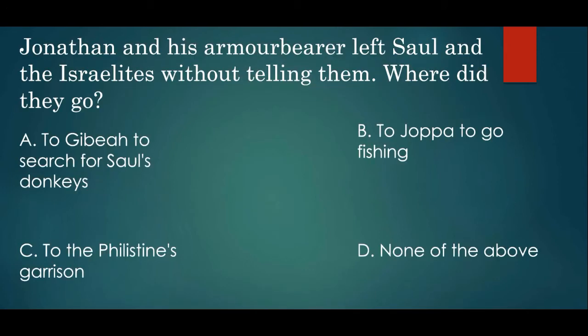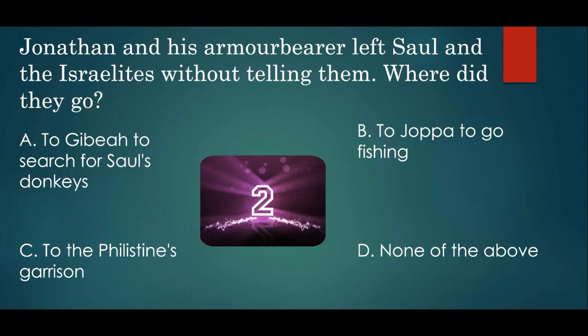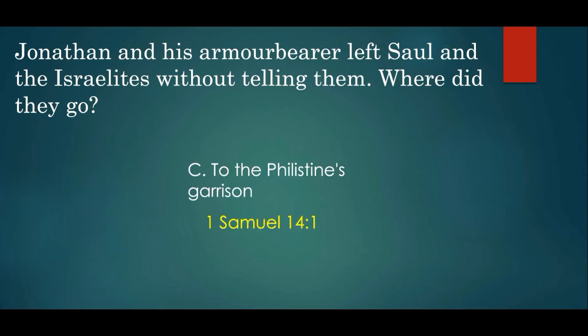Jonathan and his armor bearer left Saul and the Israelites without telling them. Where did they go? A. To Gibeah to search for Saul's donkey. B. To Joppa to go fishing. C. To the Philistines' garrison. D. None of the above. The correct answer is C, to go to the Philistines' garrison.